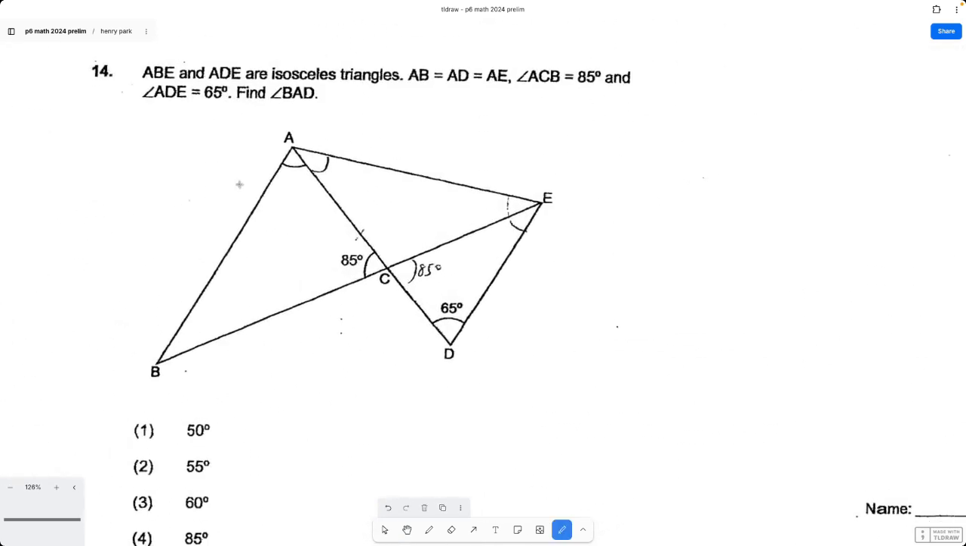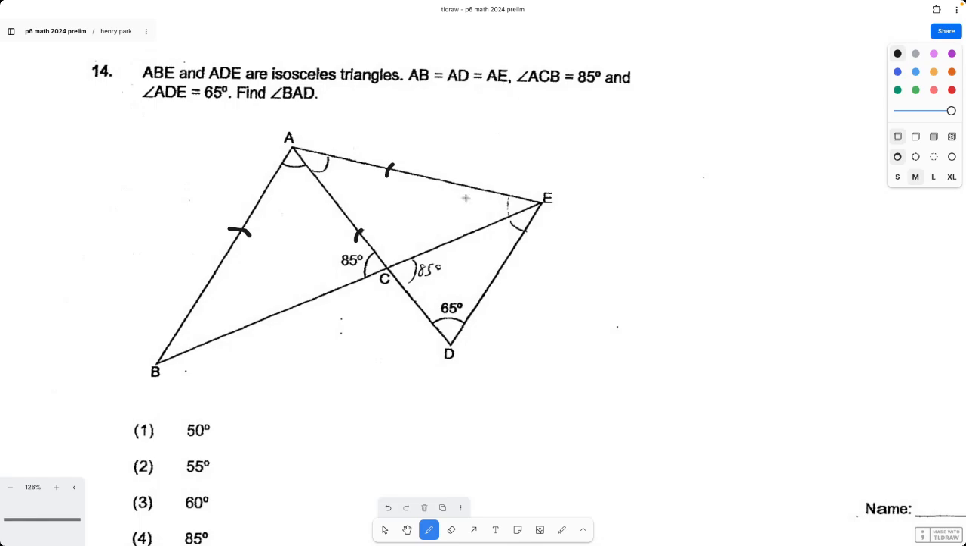So question number 14, it says here ABE and ADE is an isosceles triangle. So I'm going to put here ABE, isosceles, ABE, and then ADE. ADE is also an isosceles triangle. That's what I see over here. Okay, yeah, it looks like that. Okay, so AB is equal to AD. AB is equal to AD and AE.